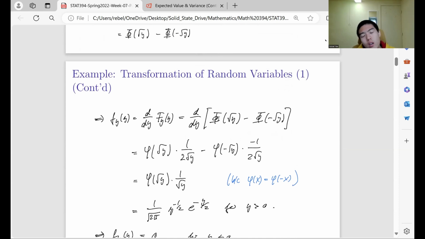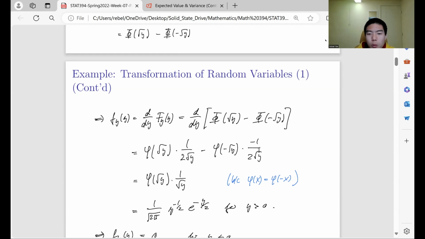We first compute the overall function's differentiation, which is phi of root y, and we multiply by the differentiation of the inside. This is 1/2, so it becomes -1/2, which is root y under 1, and we multiply by its power, which is 2 under 1. So it becomes this form.